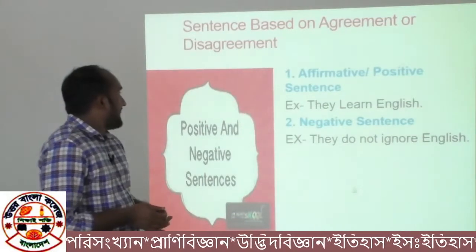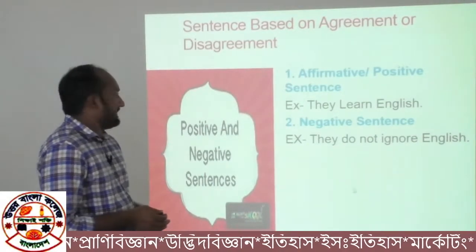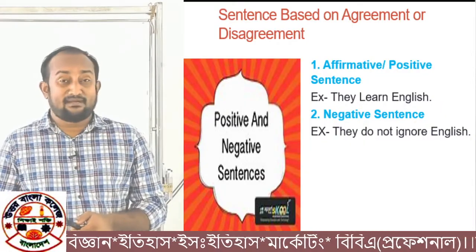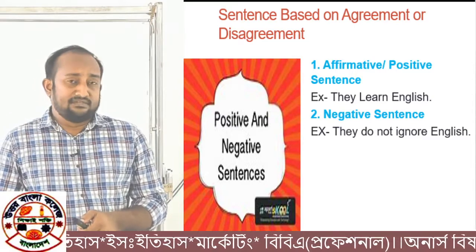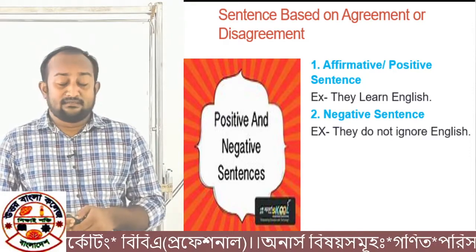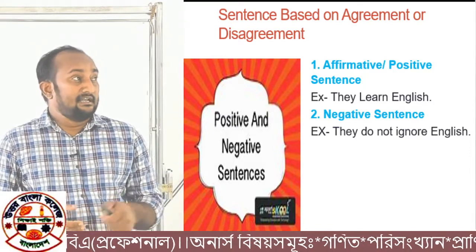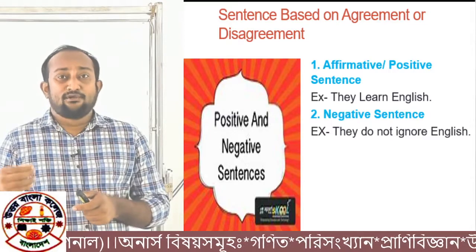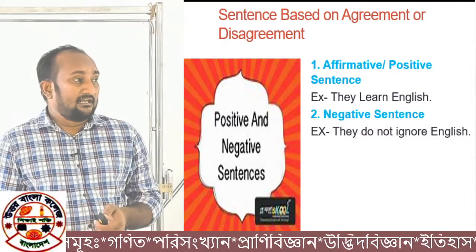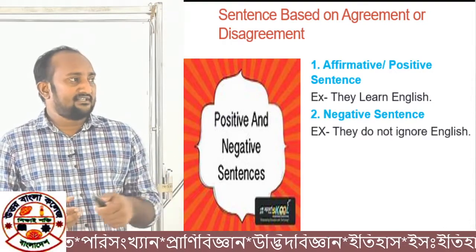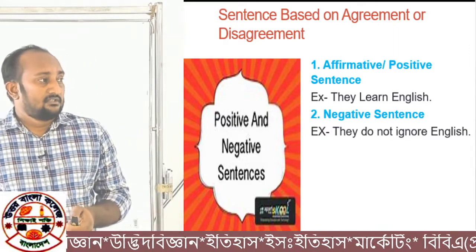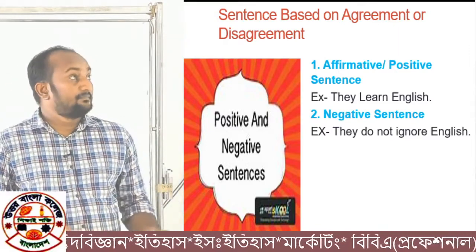So, sentences are classified based on agreement or disagreement, and there are other types of sentence. We know affirmative or positive sentences, and based on agreement and disagreement, negative sentences. Affirmative sentence: they learn English. Negative sentence: they do not ignore English. In fact, in the affirmative sentence there would be no negative word, but in the negative sentence there would be negative words like no, not, never, none.